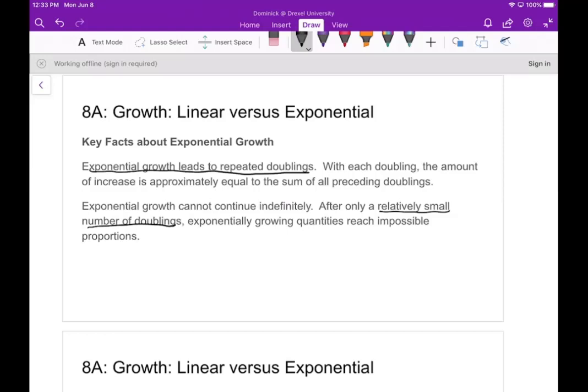After a short amount of doublings, exponentially growing quantities are going to reach impossible proportions, right? So for example, you can think of the world population as growing exponentially, but the problem is that after a while, you're going to run out of room and you're going to run out of resources for that doubling to continue. So in most cases, exponential growth cannot continue indefinitely.